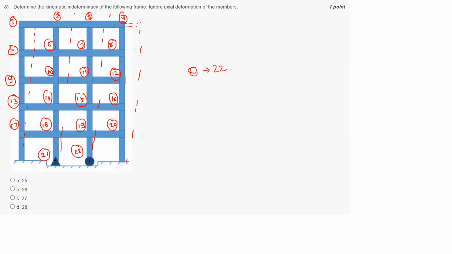Then delta at each floor. So we have delta 1, we have delta 2. Then at each floor we have the same delta 3, then 4, then we have 5. And then this roller, so we have delta 6. So we have 22 theta and delta 6. So total degrees, we have 28. So option is D.